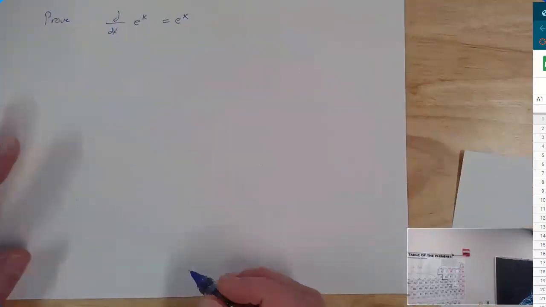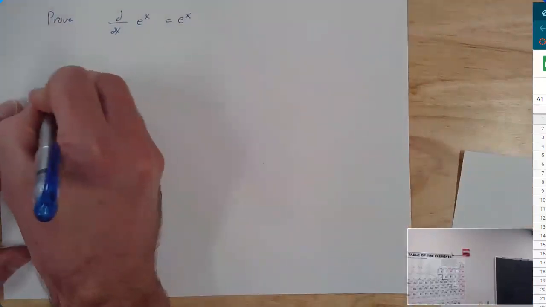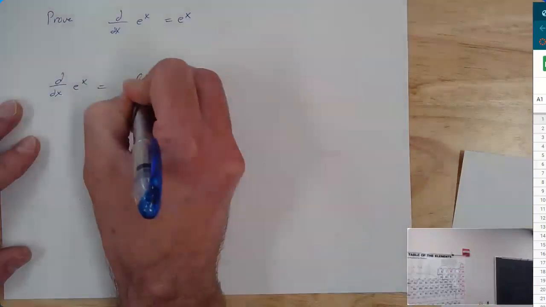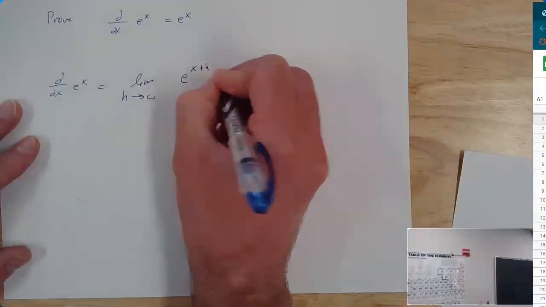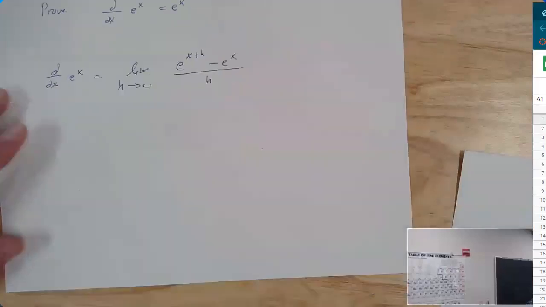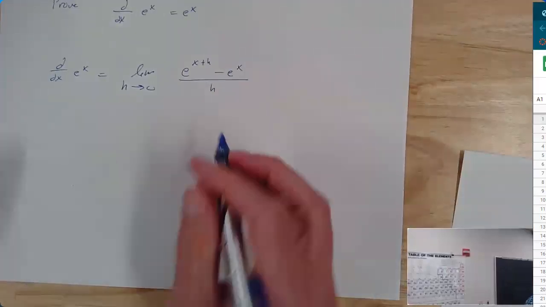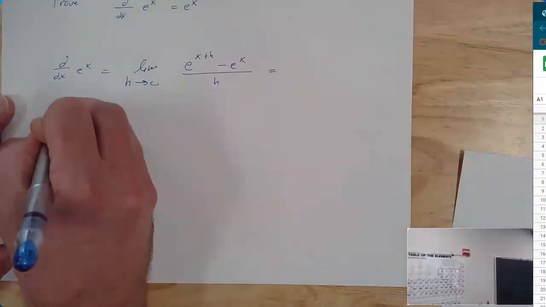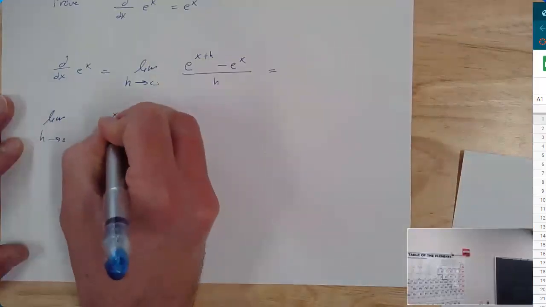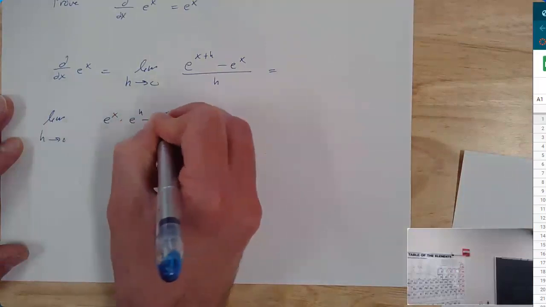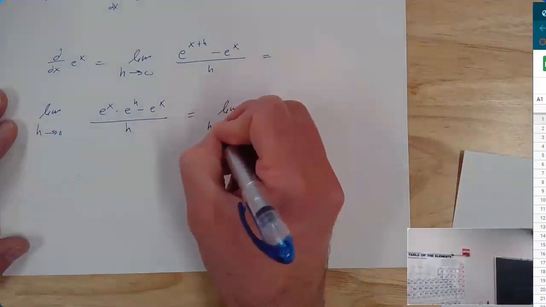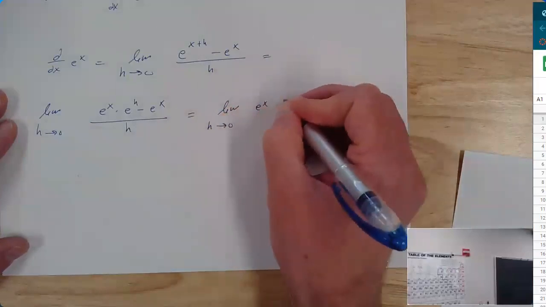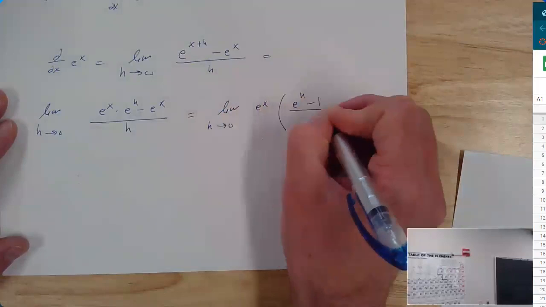So back here, this derivative is equal to the limit as h goes to 0 of e to the x plus h minus e to the x all over h. We're going to rewrite this as the limit as h goes to 0 of e to the x times e to the h minus e to the x all over h. And then we're going to rewrite that as the limit as h goes to 0 of e to the x times e to the h minus 1 all over h.